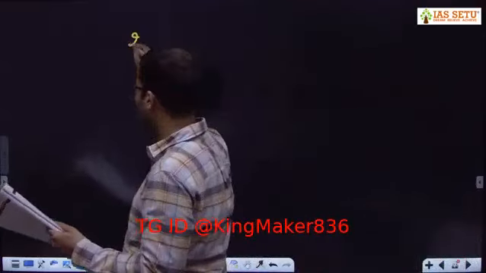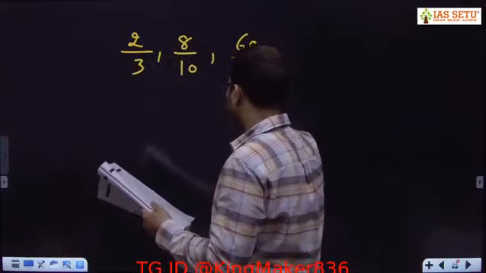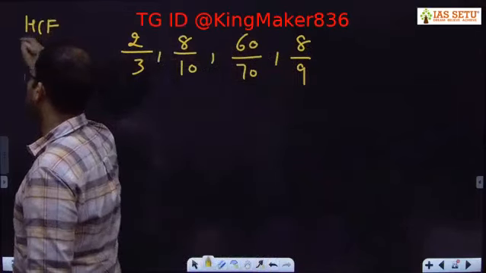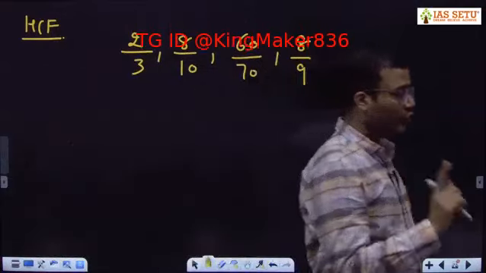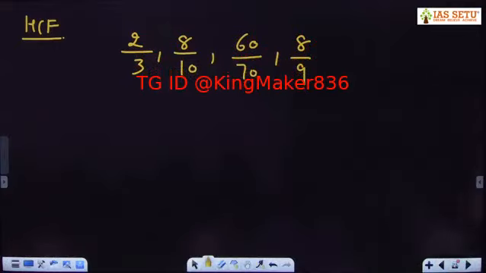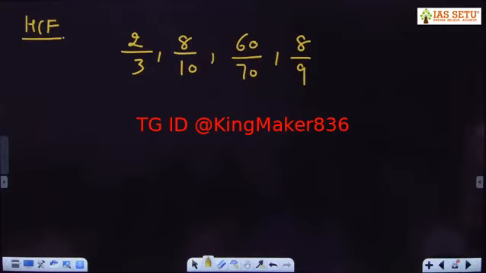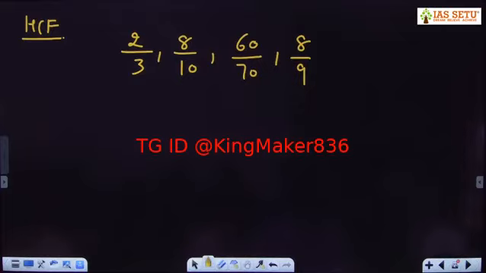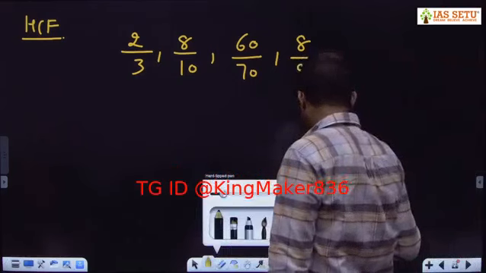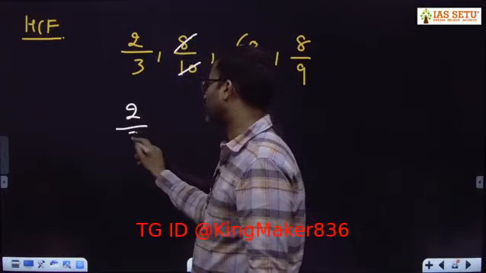Like my question is 2 by 3, 8 by 10, 60 by 70, 8 by 9. It is asked to find HCF of the given fractions. Don't forget to simplify. Yes, I will repeat the second observation. If the smallest number is a divisor of all the remaining numbers, then the smallest number itself is HCF. Now here type 2 of HCF, where we have to find HCF of fractions. Step number 1, simplify. Don't forget, it is protocol.